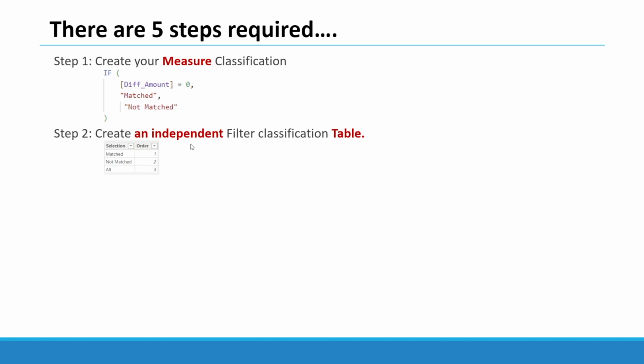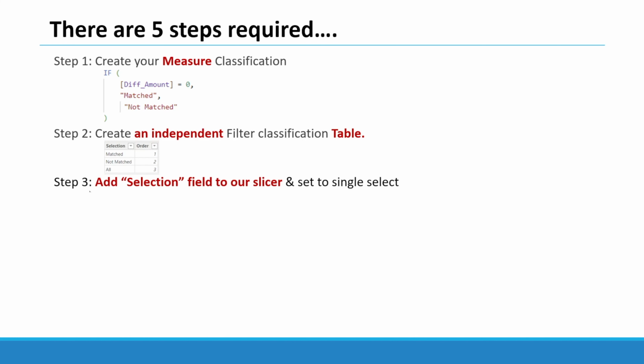And then step 2 is to create an independent filter classification table. This is the table that we created. The values that we created in this table are linked to the measure classifications. If your measure classification has more values than match or not match, for example, profitable, not profitable, then you want the table to also say profitable, not profitable, etc.